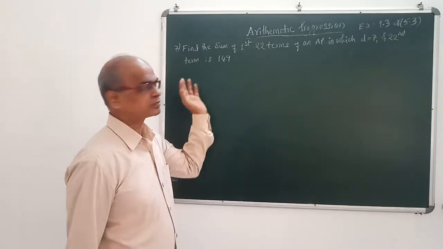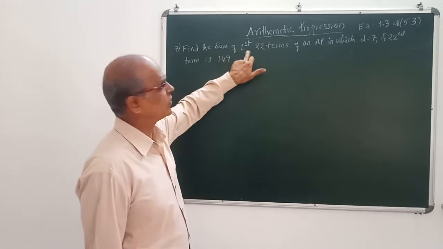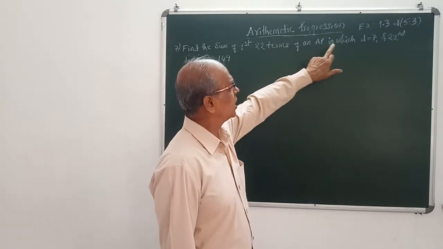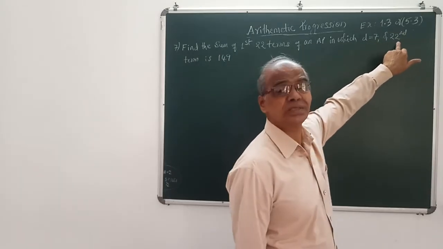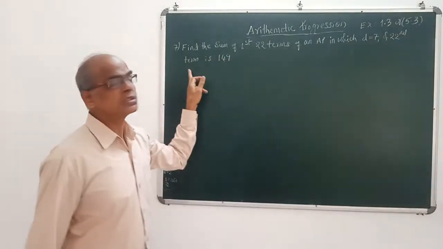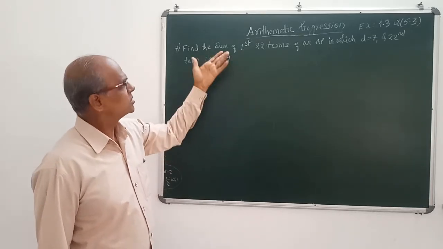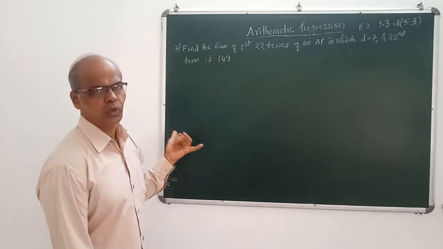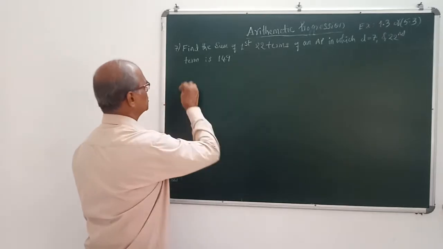Okay, see here, seventh main. Find the sum of first 22 terms of an AP in which D is 7 and 22nd term is 149. Same like previous sum, almost 1 to 3. What I have solved today, it is almost same. Only the pattern of the question is changed.